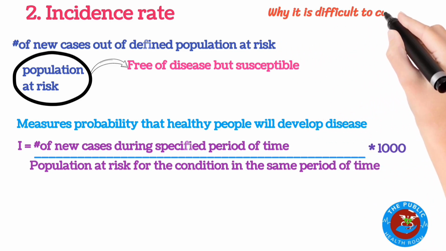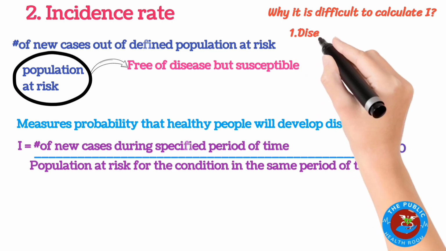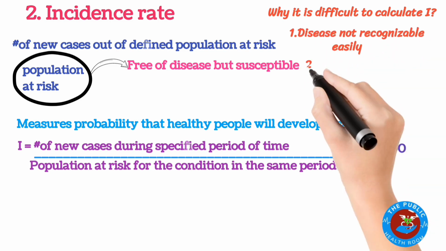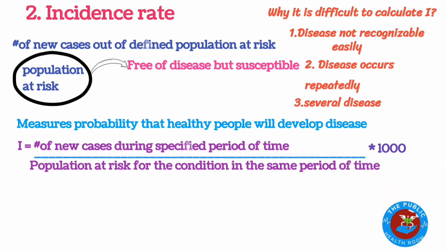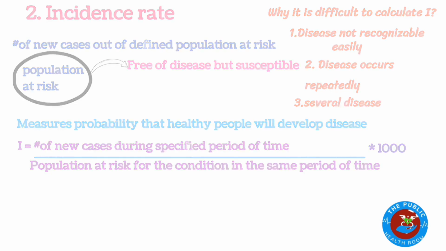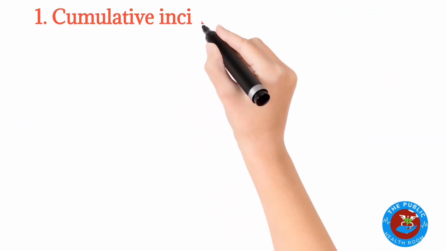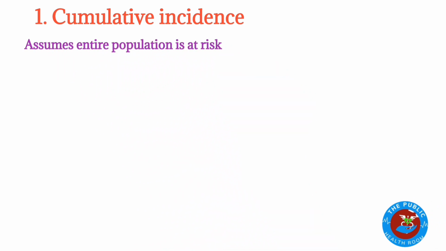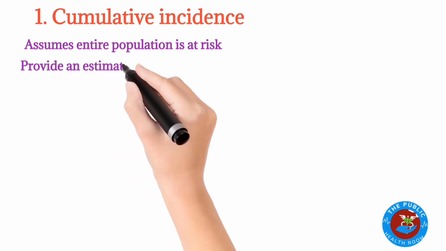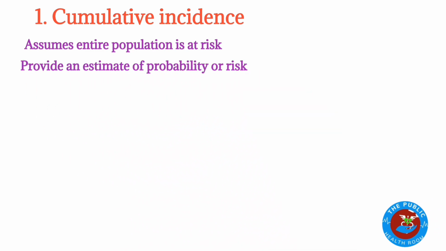Incidence rate is difficult to calculate because disease may not be easily recognizable, or it may occur repeatedly, or a person may suffer from several disease processes at one time. There are two forms of incidence: cumulative incidence and incidence rate or incidence density. Cumulative incidence assumes that the entire population is at risk and is followed up for a specified time interval for the development of the outcome under investigation.